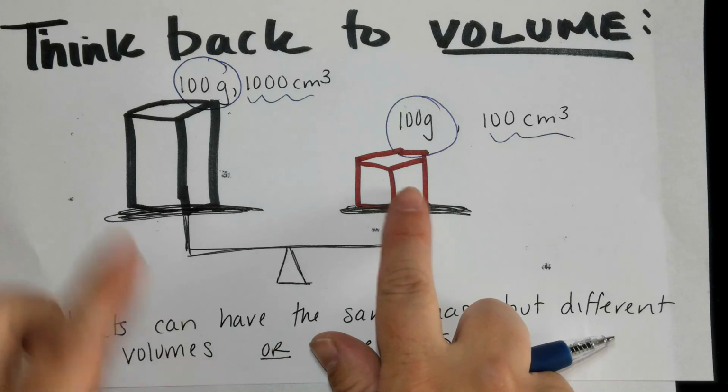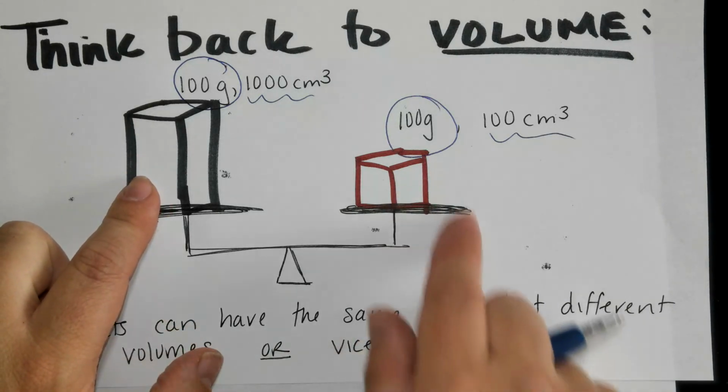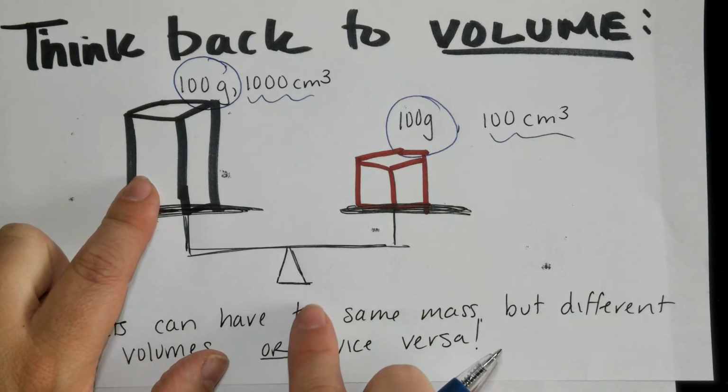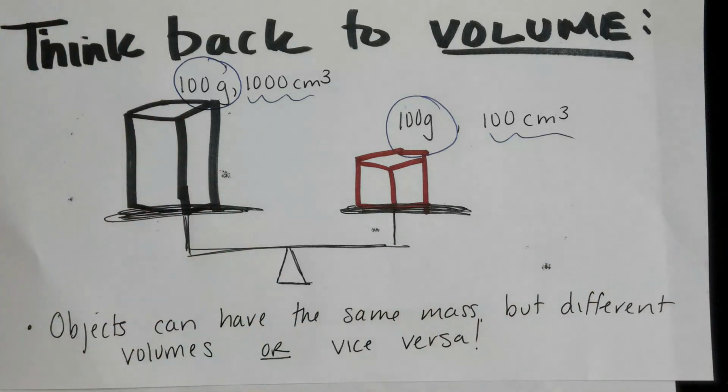Objects can have the same mass, but be different sizes. And when they're different sizes, those particles are just more spread out.